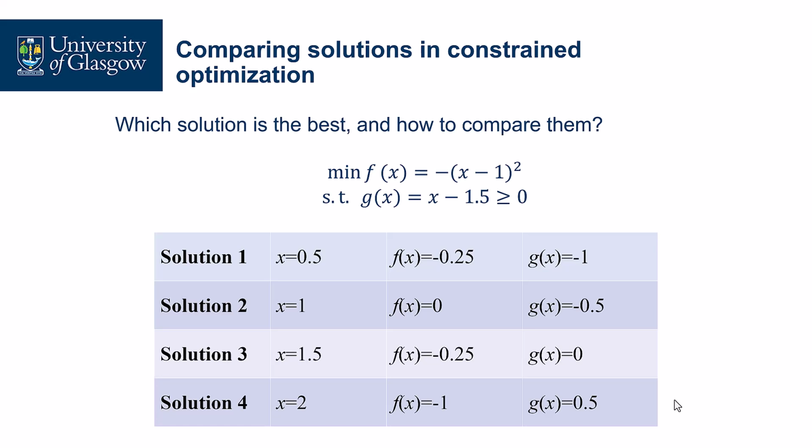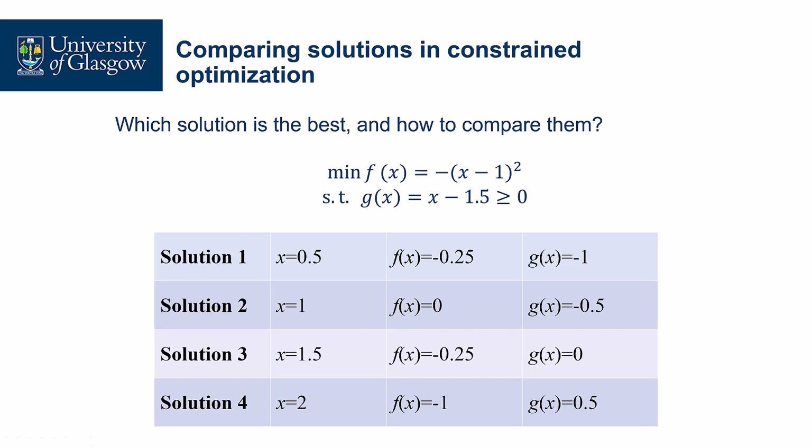For the first 2 solutions, there are 2 different f(x) values, but all of the g(x) values are smaller than 0. It means that these 2 solutions do not satisfy the g(x) constraint. And for solutions 3 and 4, the g(x) constraint is satisfied, right? And we have 2 f(x) values. So then which one is the best?